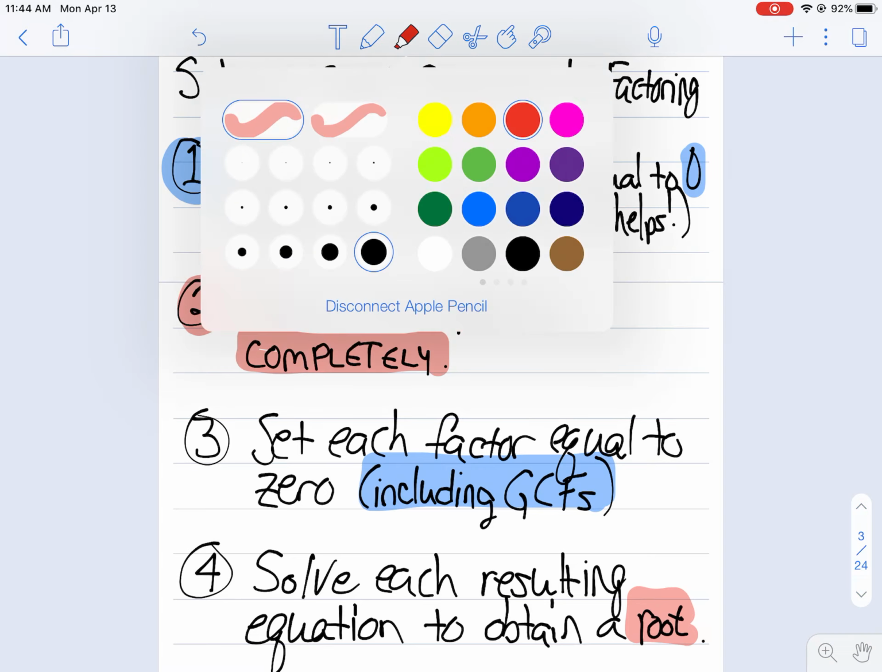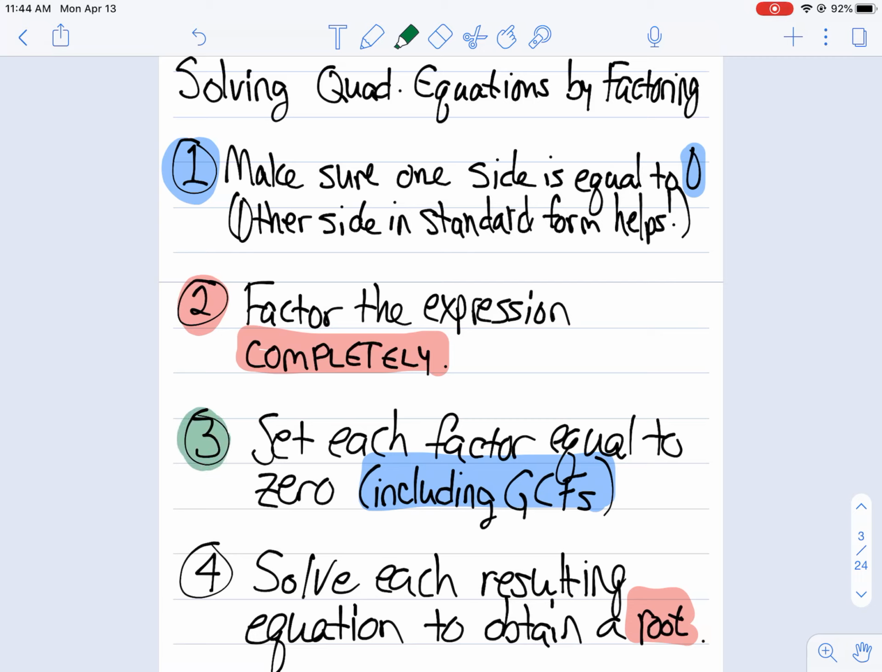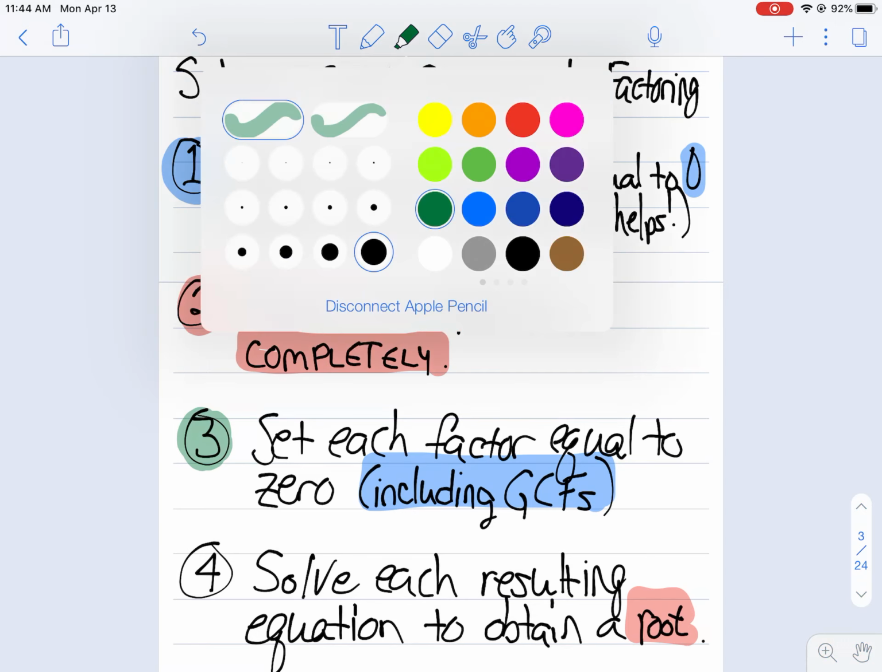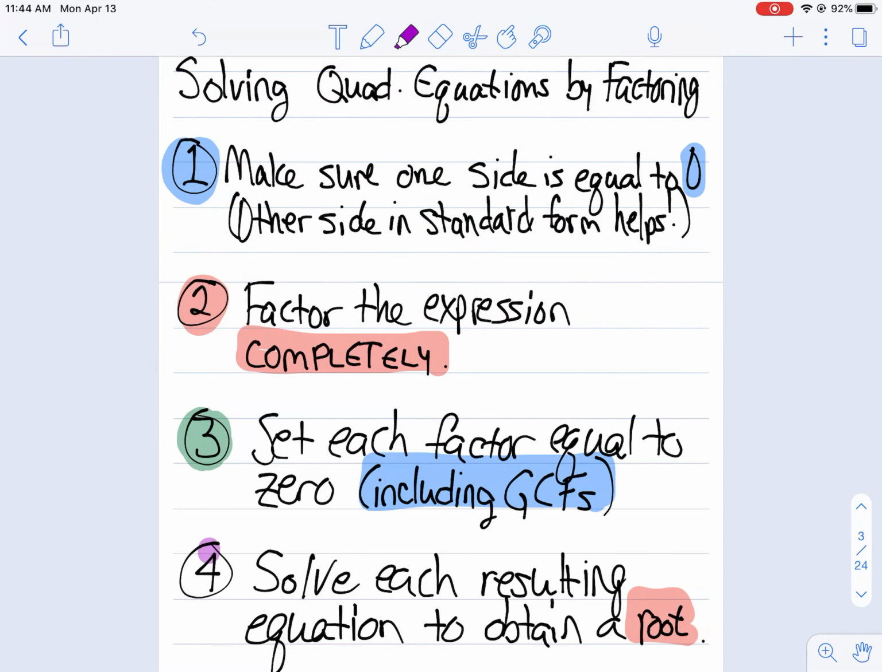And then on step number 3, you're going to set each factor equal to 0. That includes GCFs that you might factor out that have variables in them. So make sure you set each of the factors equal to 0. There could be more than 2 of them. And last but not least, you're going to solve each of these little equations that you make from step 3 to obtain your final roots.